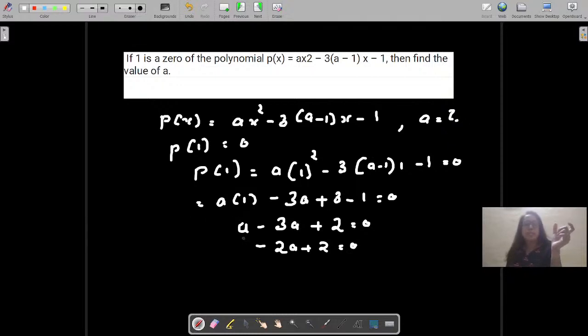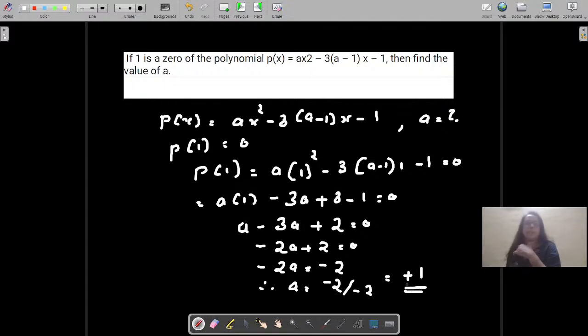So a into 1 is a, and minus 3 into a minus 1: negative into positive is negative 3a, negative into negative is plus 3, and the last one is minus 1. So a into 1 is a, minus 3a plus 2, since 3 minus 1 is 2, is equal to 0. So a minus 3a is minus 2a plus 2 is equal to 0, that is, minus 2a is equal to minus 2, since plus 2 becomes minus 2 on the right hand side. Therefore a is equal to minus 2 upon minus 2, which is plus 1. So the value of a is 1, right?